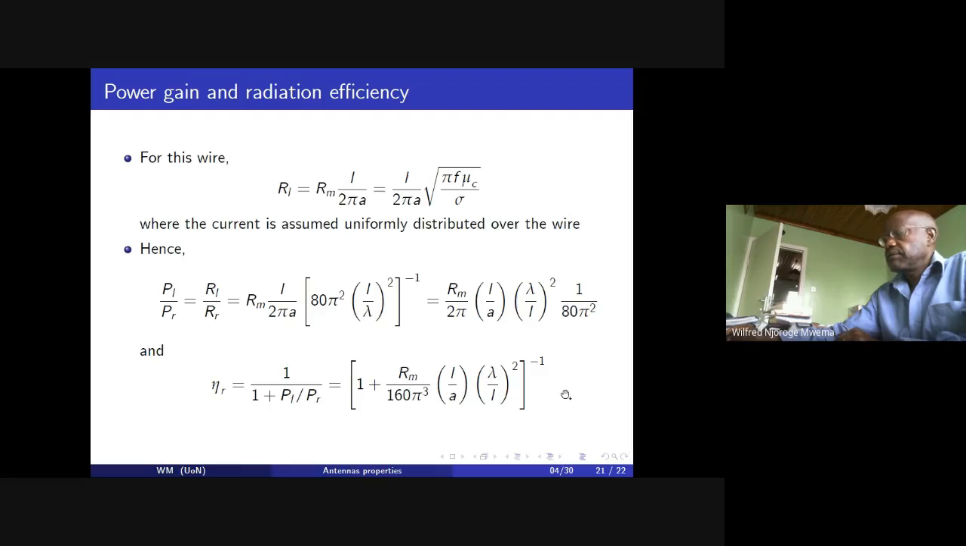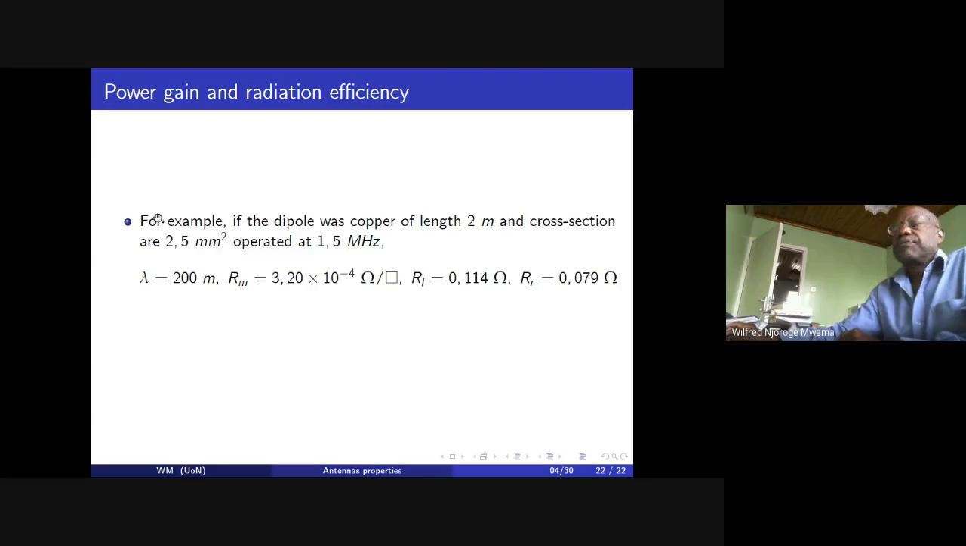So for example, if we were to take a dipole made of copper wire with a length of 2 meters and a cross section of 2.5 millimeters square, and we operate it at 1.5 megahertz. We can try to see whether the 2 meter length of the antenna is much smaller than lambda. We do that quickly, and we see that lambda, the wavelength of the signal, is 200 meters.